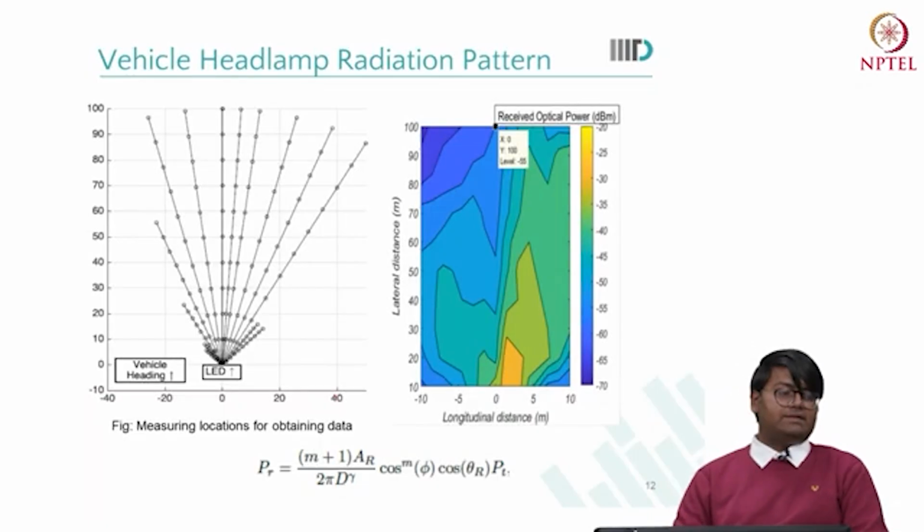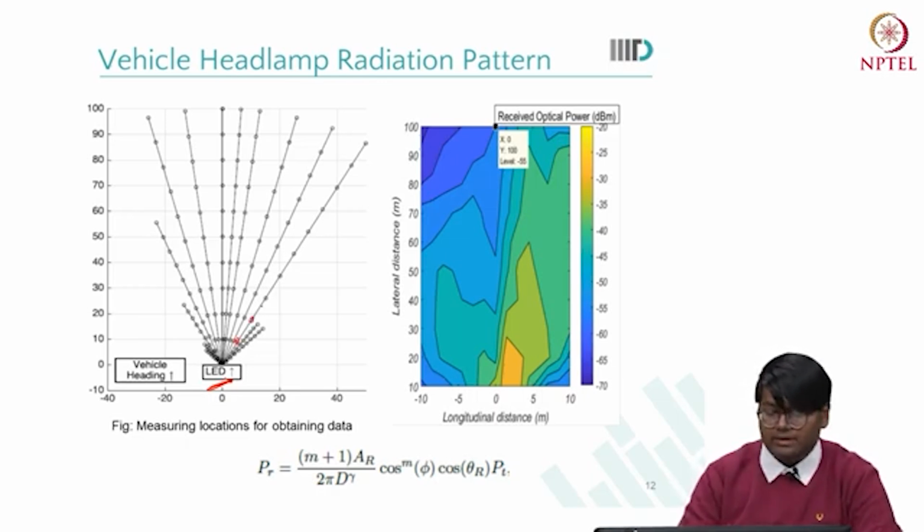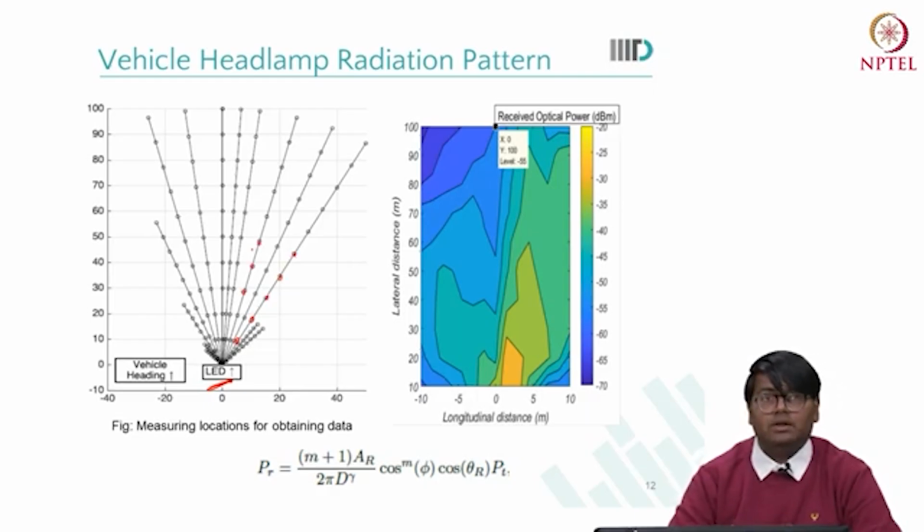Now we see how to obtain a realistic radiation pattern of a vehicle headlamp. So this is the slide where we want to highlight how we can obtain the vehicle headlamp radiation pattern. So this is your vehicle headlamp, which is assumed to be at the origin, and we measure the optical powers at different locations. These are the different locations marked by these circles. So we calculate the optical power at different locations.